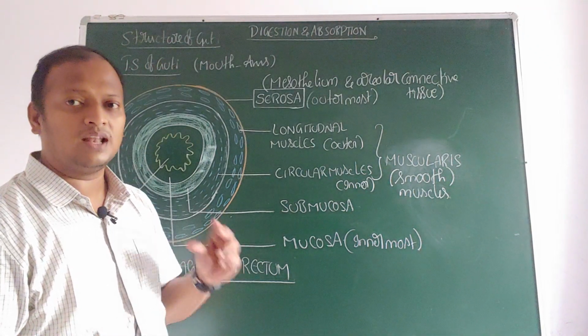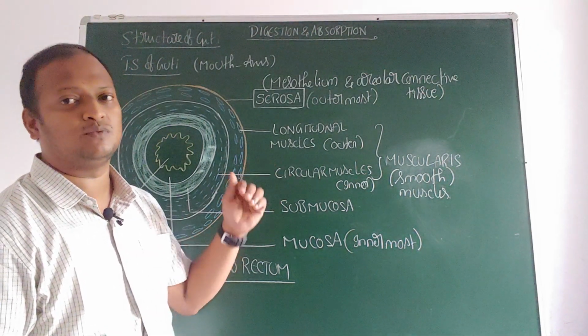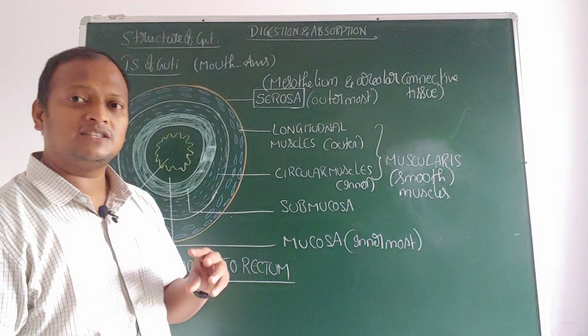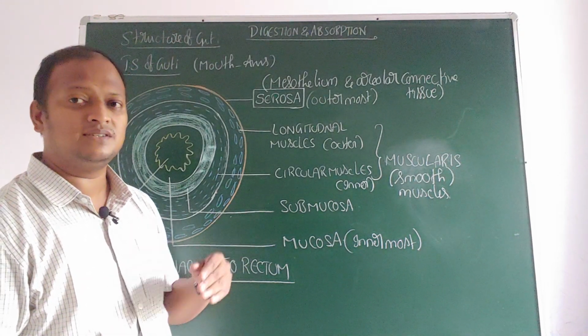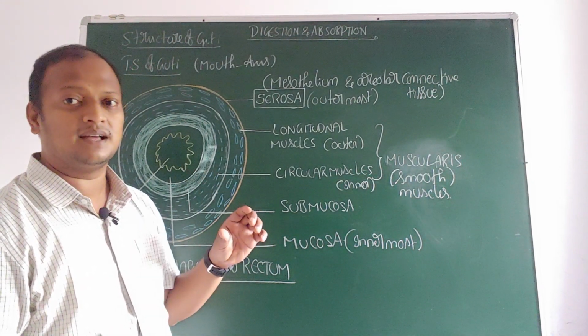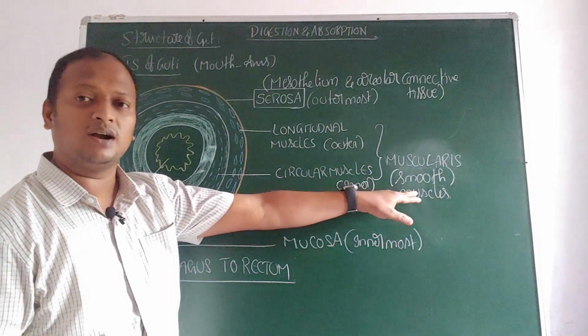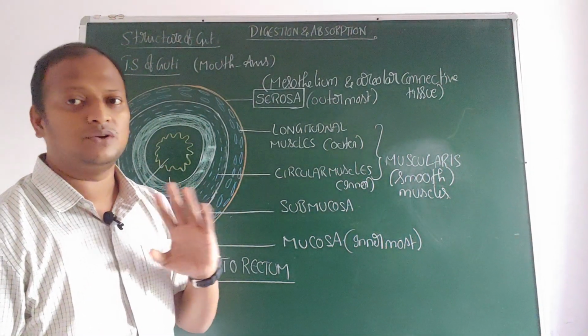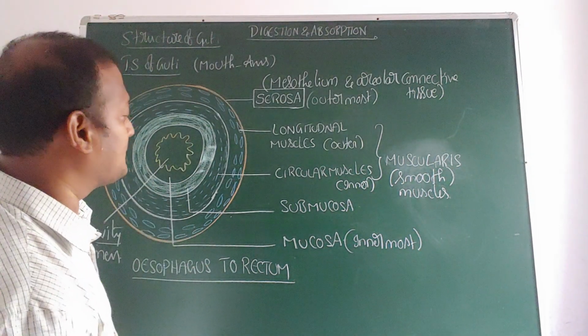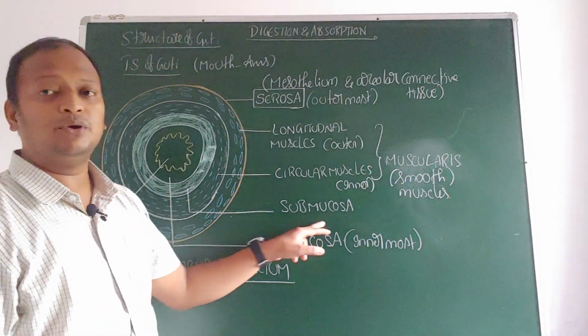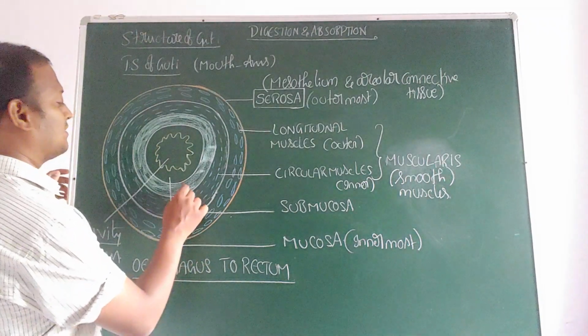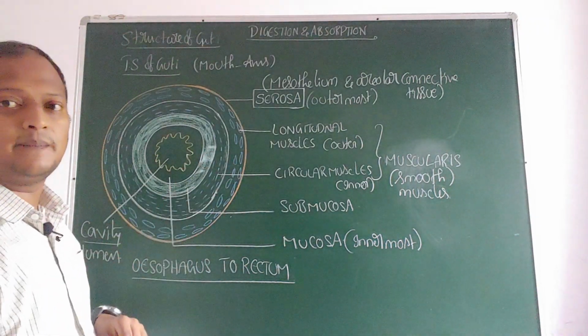So the wall of the gut is made up of smooth muscles. Based on requirement, in some regions skeletal muscles are present, but throughout the gut, the wall muscles are made up of what? Smooth muscles. That point you need to remember. Okay, students, right. Next one, submucosa. The third layer is called submucosa.